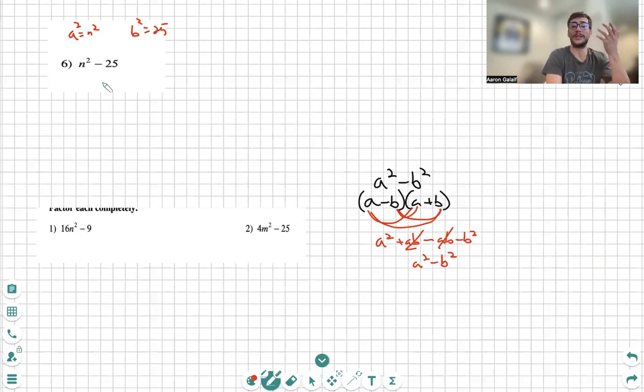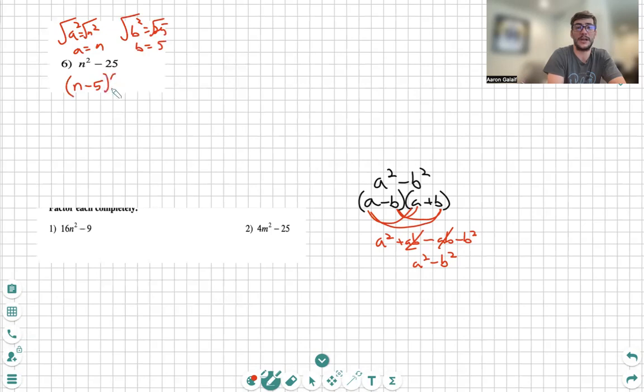Well, what times itself is equal to n squared? That must be a is equal to n, right? n times n is n squared. And if we do the same thing for b squared, b must be 5. Basically, you square root both sides if you wanted to see a formula for it. So a is n, b is 5. That's it. All we're going to do is do n minus 5 and n plus 5. That's all we do.